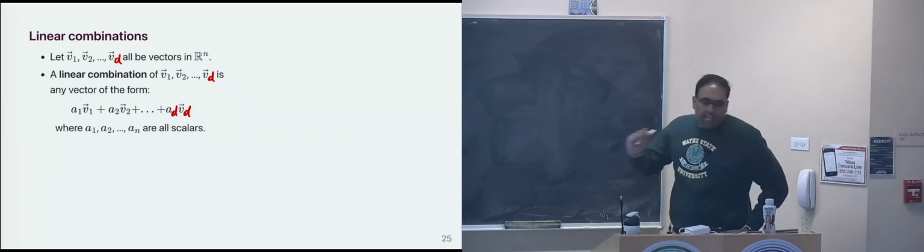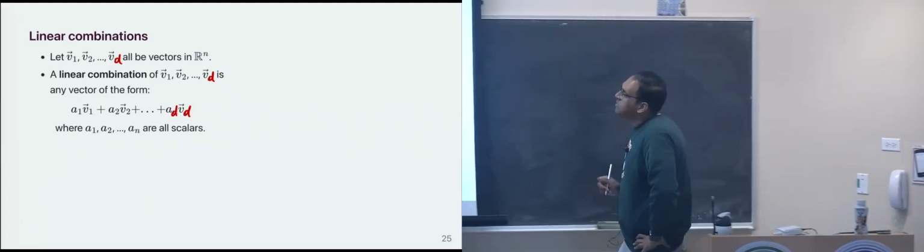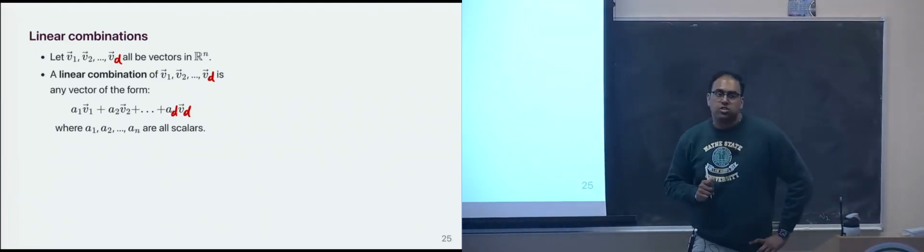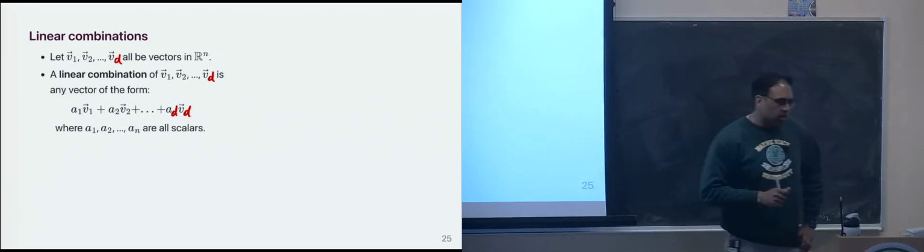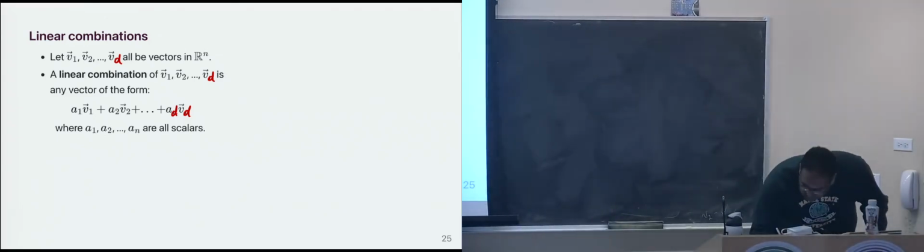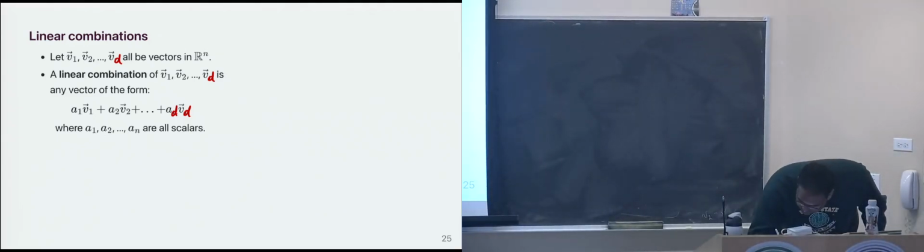Pretend I have d vectors, all of which are n-dimensional. Okay, so to clarify the difference between d and n, I have d vectors, each has n components.